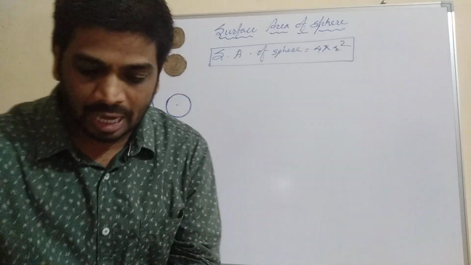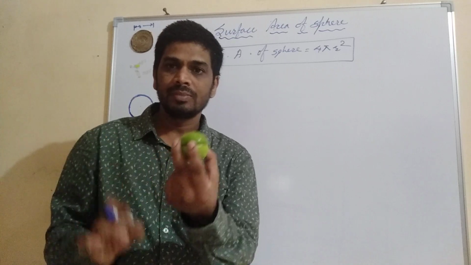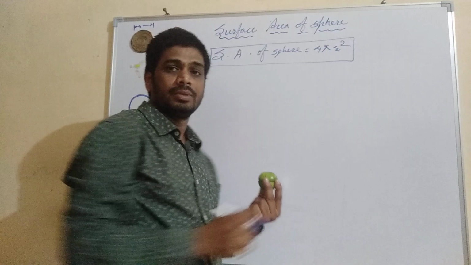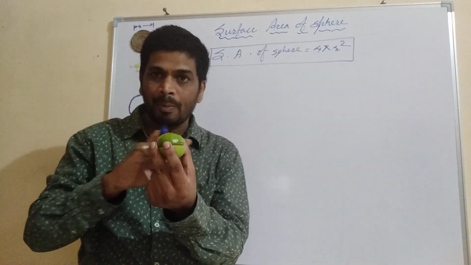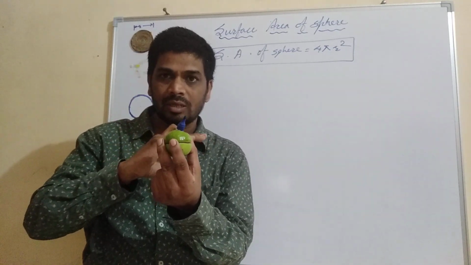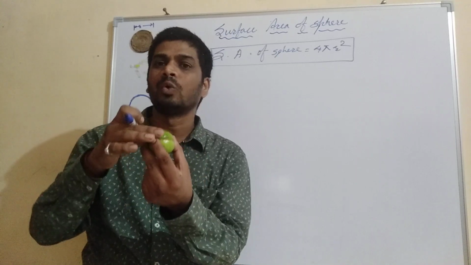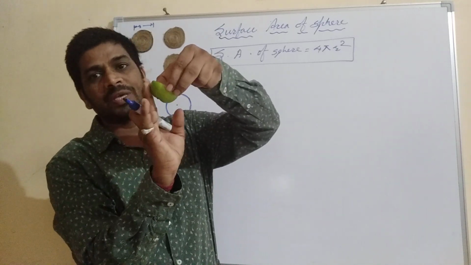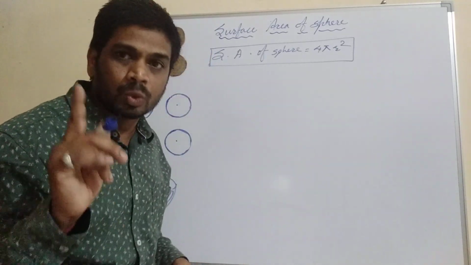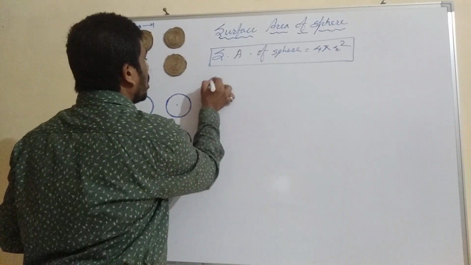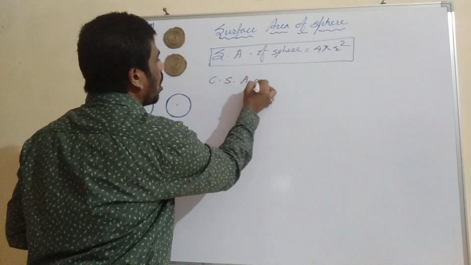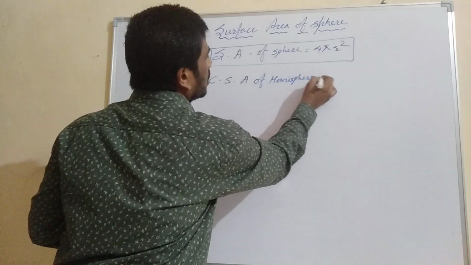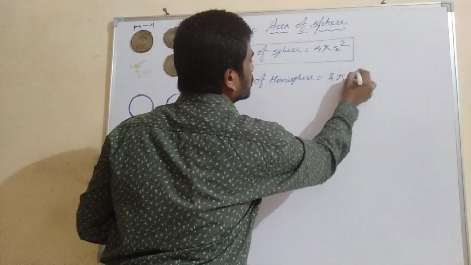Why? Because earlier it was a sphere whose area was 4 pi r square. Now we cut this sphere into 2 equal parts. So the curved surface area of each part will be 2 times pi r square. So the curved surface area of a hemisphere is equal to 2 times pi r square.